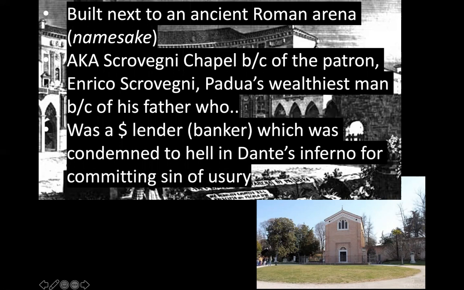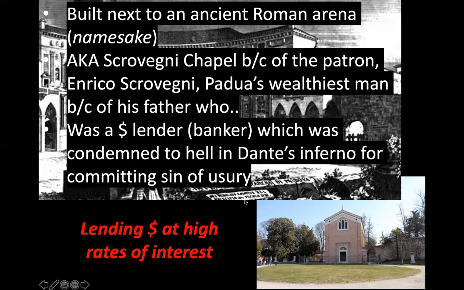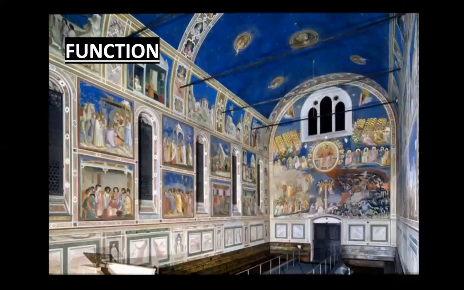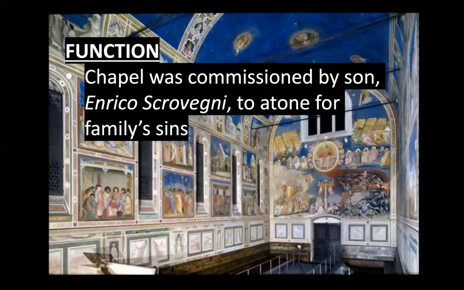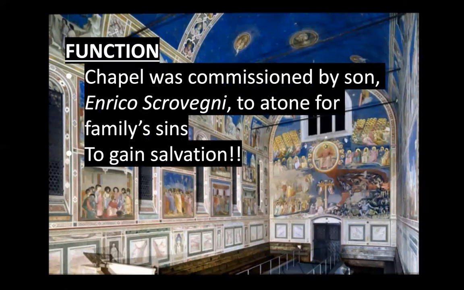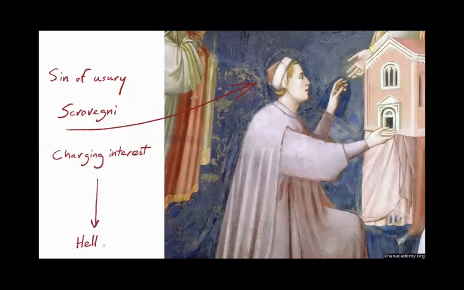His father committed the sin of usury. Usury means being a banker, lending money at high rates of interest. That relates to the function, right? His son needs to atone for his father's sins. The chapel was commissioned by his son, Enrico Scrovegni, to atone for the family's sins so they can gain salvation. That's the ultimate goal.